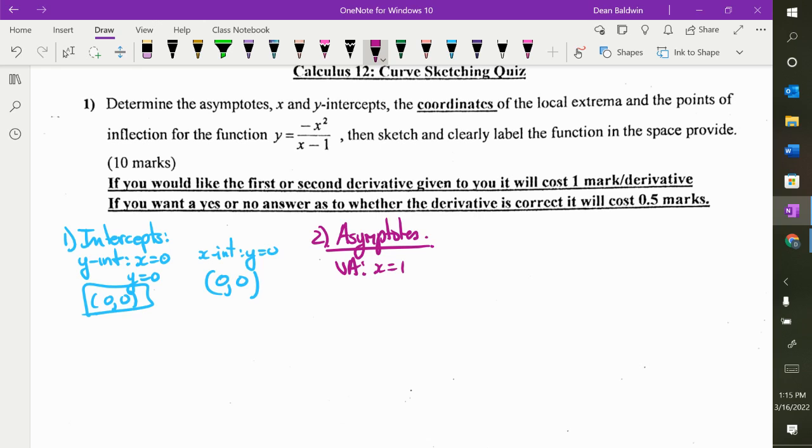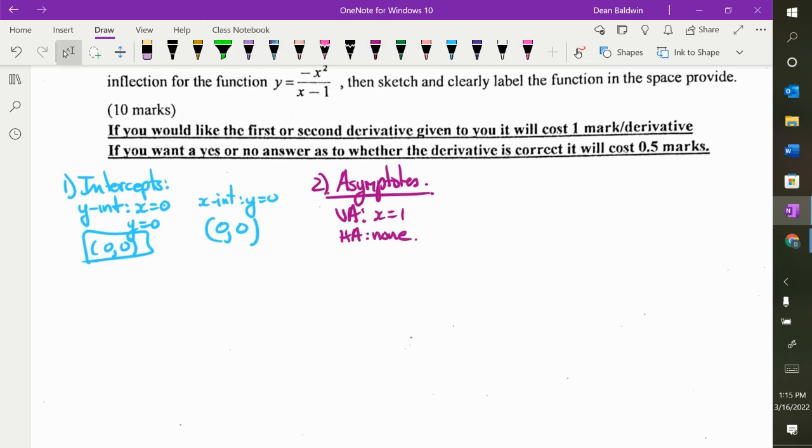There's our vertical. Do we have horizontals? No. Why? Because the degree of the numerator is higher than the denominator. The degree of the numerator is 2. The degree of the denominator is 1. So we do not have a horizontal asymptote. So HA is none, non-existent. I don't know if you have to write that, but we're going to write it anyway. But we do have a slant asymptote.